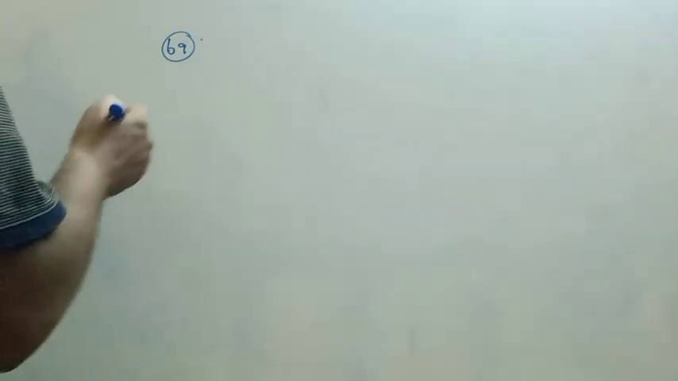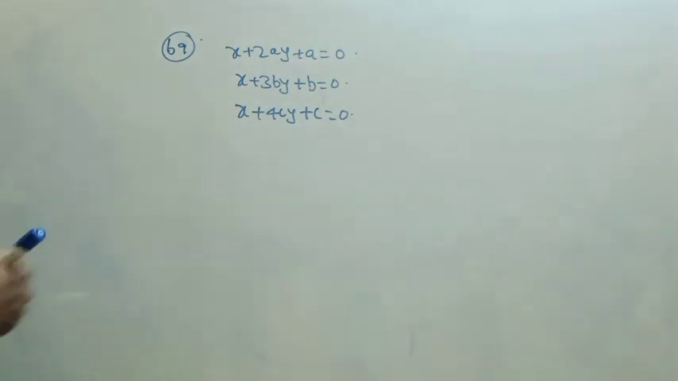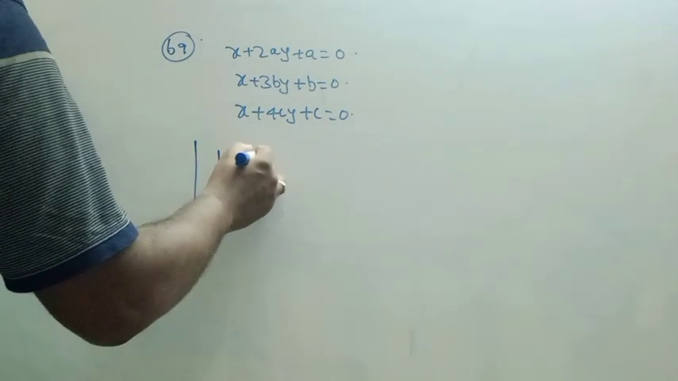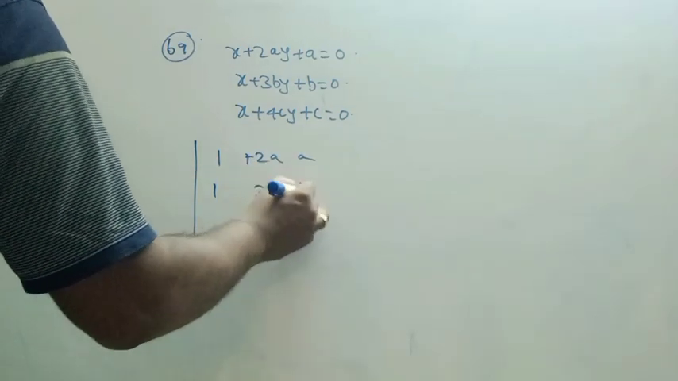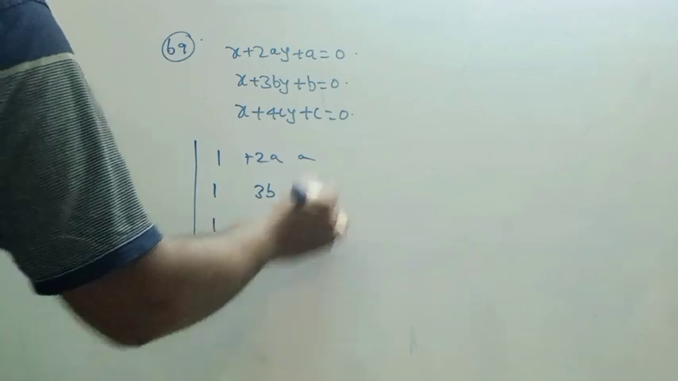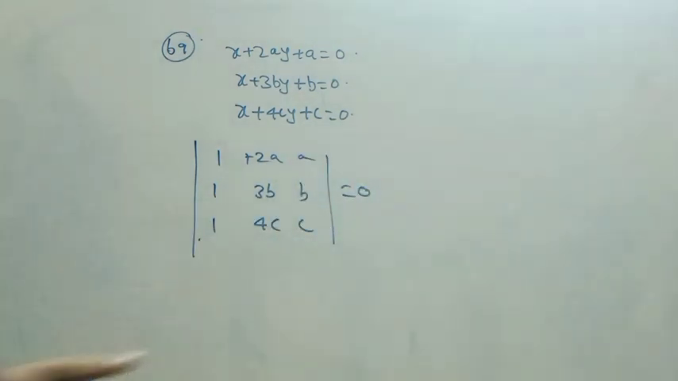Now the 69th question: if the lines, my dear students, they have given here, right? See, they have given these 3 lines are concurrent. Concurrent means you know the condition: determinant with rows 1, 2a, a; 1, 3b, b; 1, 4c, c is equal to 0. You expand this, and from that you will get the condition whether they are in AP or GP or HP, right? This is the beautiful way you can do this particular problem.